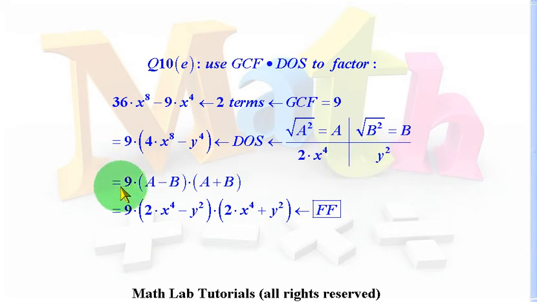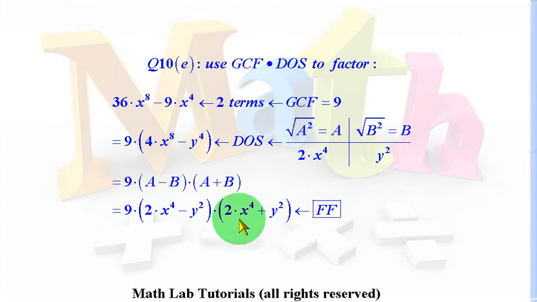In the next line, we write down equals 9, bracket a minus b, a plus b. Then just drop in the a and the b in the next line. So drop the 9 down. The a and the b are right here. We have 2x to the power 4 minus y squared, and 2x to the power 4 plus y squared.